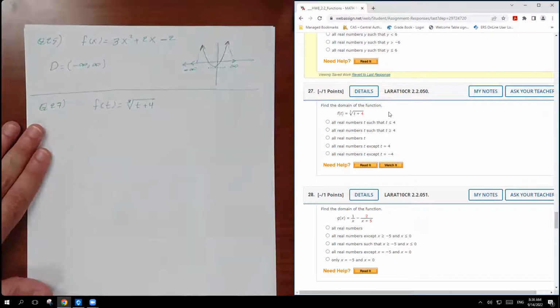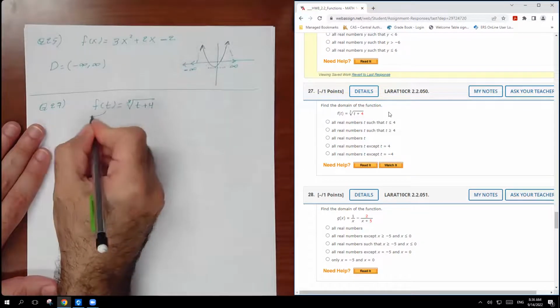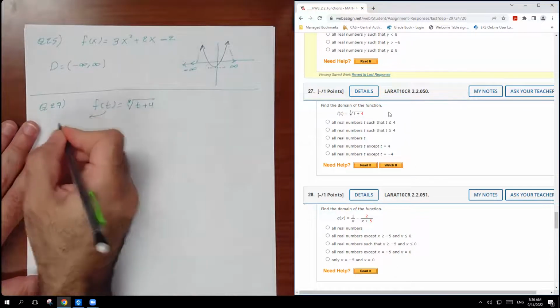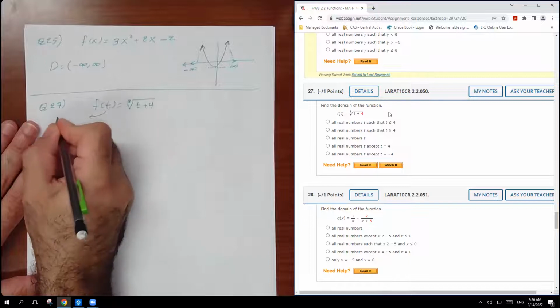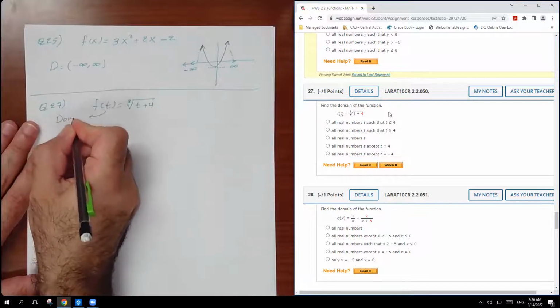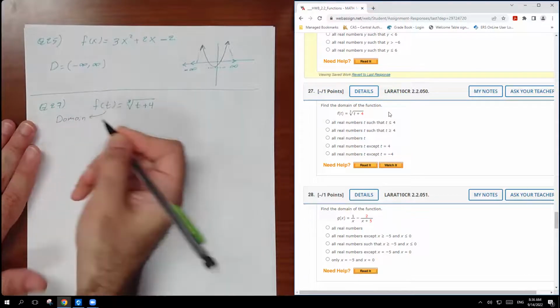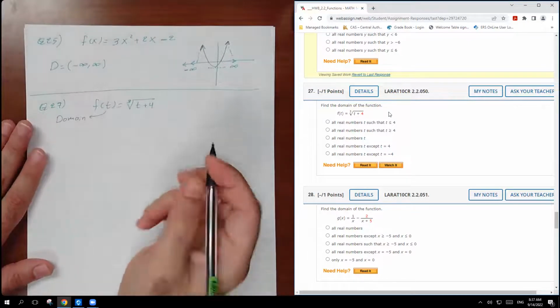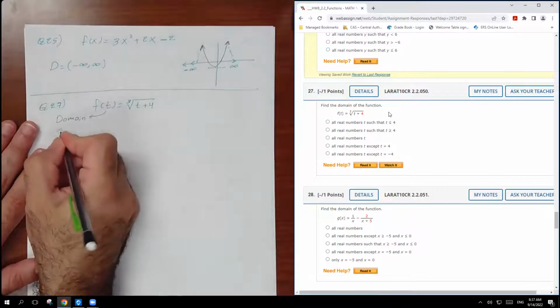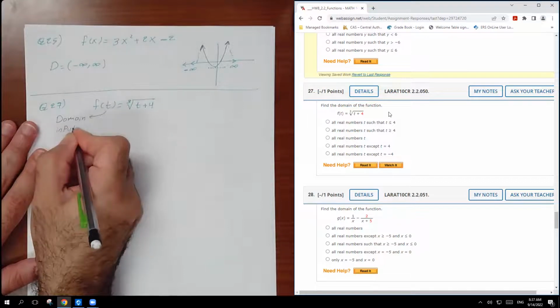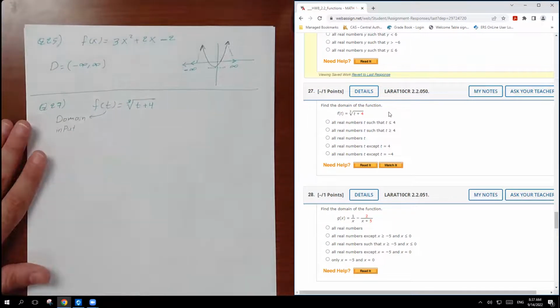So now check. The input is t. That means the domain is this one, the t. This is the domain. Not x, it's t now with this function, which is the input. So this is our domain, the input.